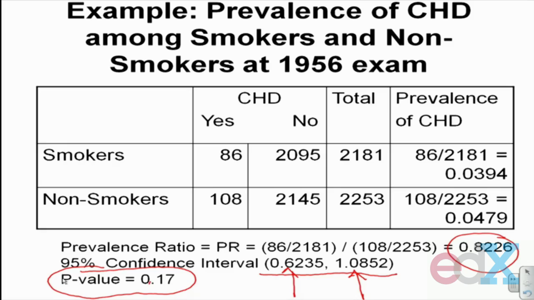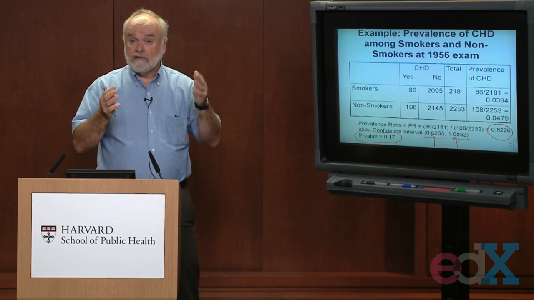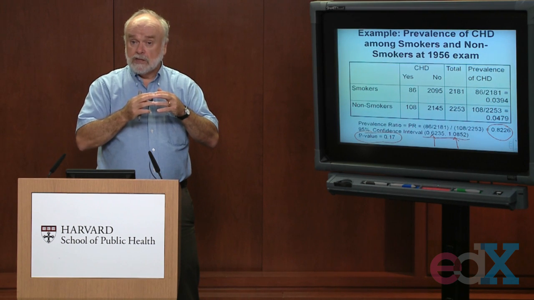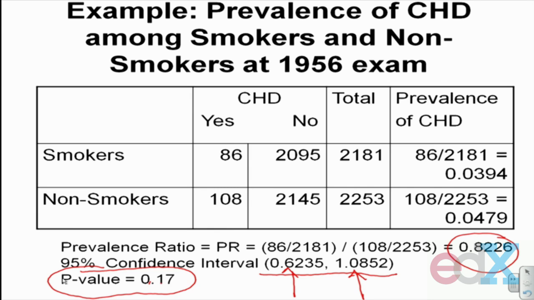0.17 is bigger than 0.05. You could say these results are not statistically significant at the 0.05 level, and therefore there is support for the null hypothesis that the true prevalence ratio is equal to 1.0. Now, before I leave this example, let me just point out the similarities between the conclusions you reach from the test of significance and the conclusions you reach from the confidence interval about the role of chance. The p-value, 0.17, that we observe in this data says the data supports the null hypothesis as a reasonable value, a reasonable estimate for the true prevalence ratio.